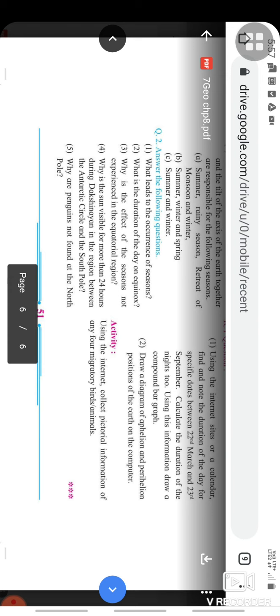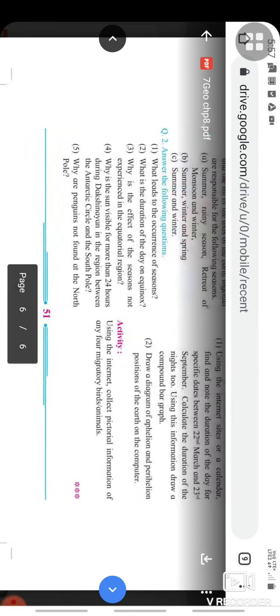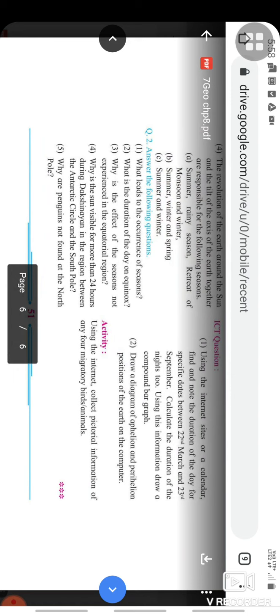Question 2 is about answering the following questions. Question 1, what leads to the occurrence of seasons? Question 2, what is the duration of the day on equinox? Question 3, why is the effect of the seasons not experienced in the equatorial region? Question 4, why is the sun visible for more than 24 hours during Dakshinayan in the region between Antarctic Circle and the South Pole? And question 5 is, why are the penguins not found at the North Pole?